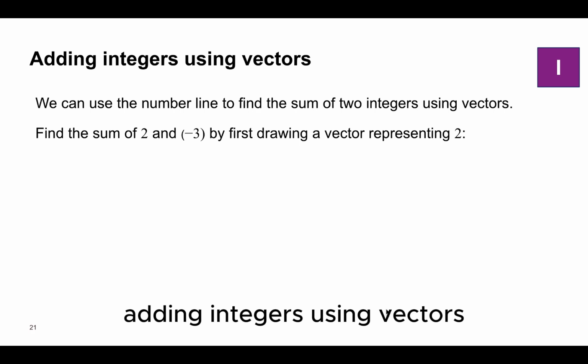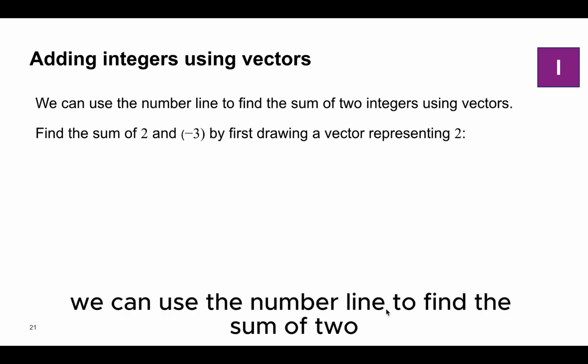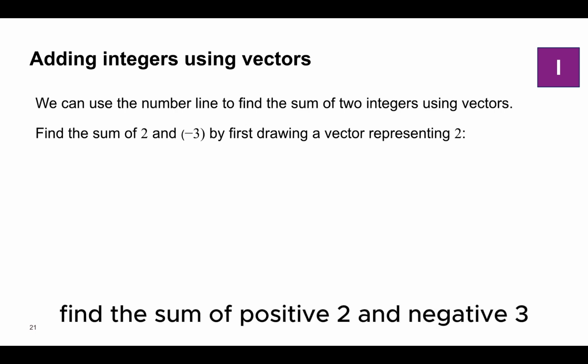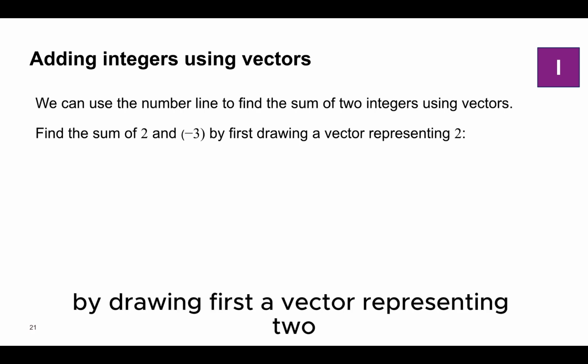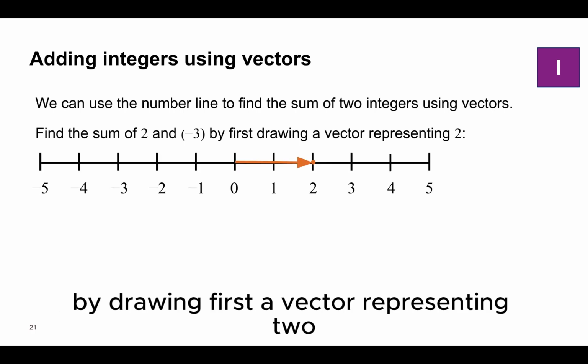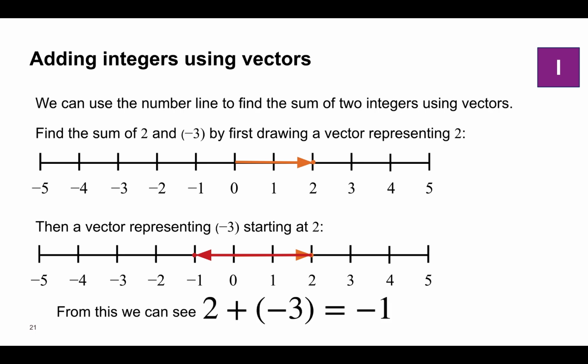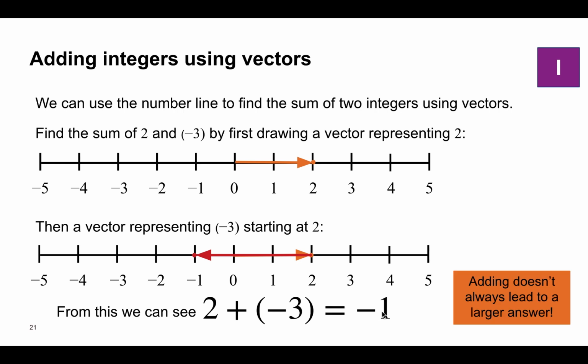Adding integers using vectors. We can use the number line to find the sum of two integers using vectors. Find the sum of positive 2 and negative 3 by drawing first a vector representing 2, then a vector representing negative 3 starting at 2. From this, we can see positive 2 plus negative 3 equals negative 1. From this, we also learned adding doesn't always lead to a larger answer.